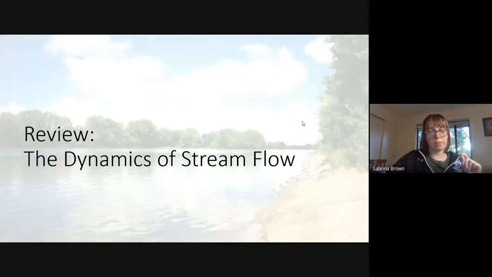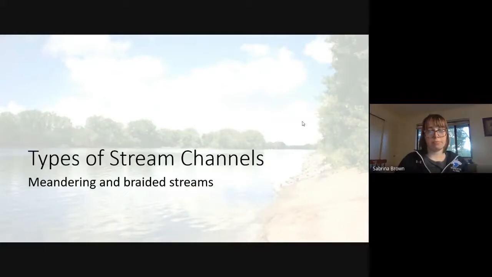All right, so go ahead and go back and review those 6 important variables for the dynamics of stream flow. And then once you've reviewed, of course, you can pause and go back and look those over. We're going to now talk about the types of stream channels. And so we classify streams into 2 main types: meandering streams and braided streams.